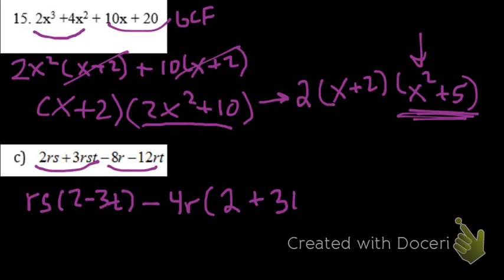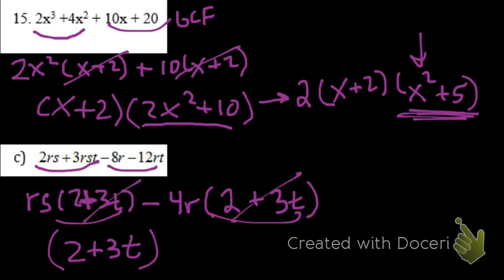Well, just 3 actually. And I actually made a mistake at the beginning. I don't know why I put a minus here. That should have been a plus the whole time over in the first term. Alright, so now that's our common factor, so we can pull that out. 2 plus 3t. And then we're left with rs minus 4r.